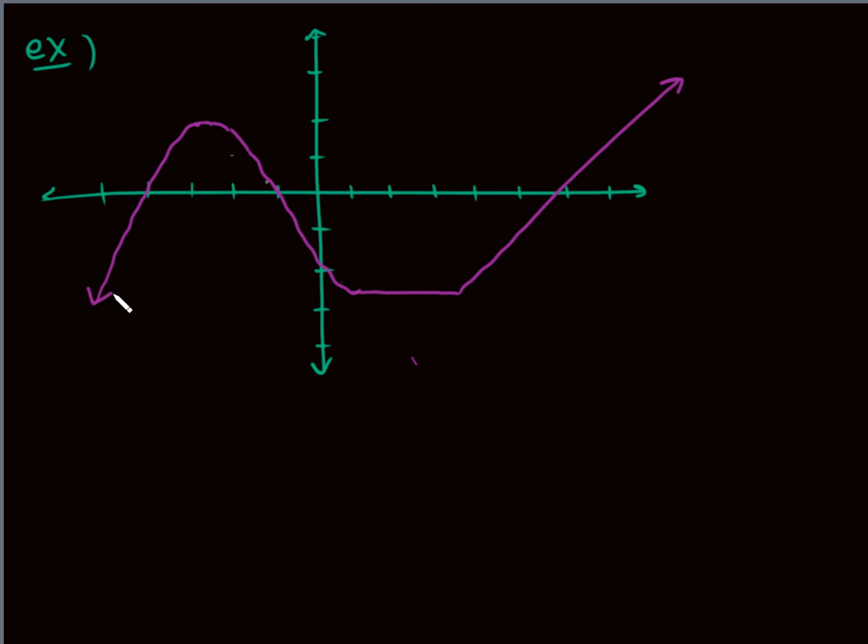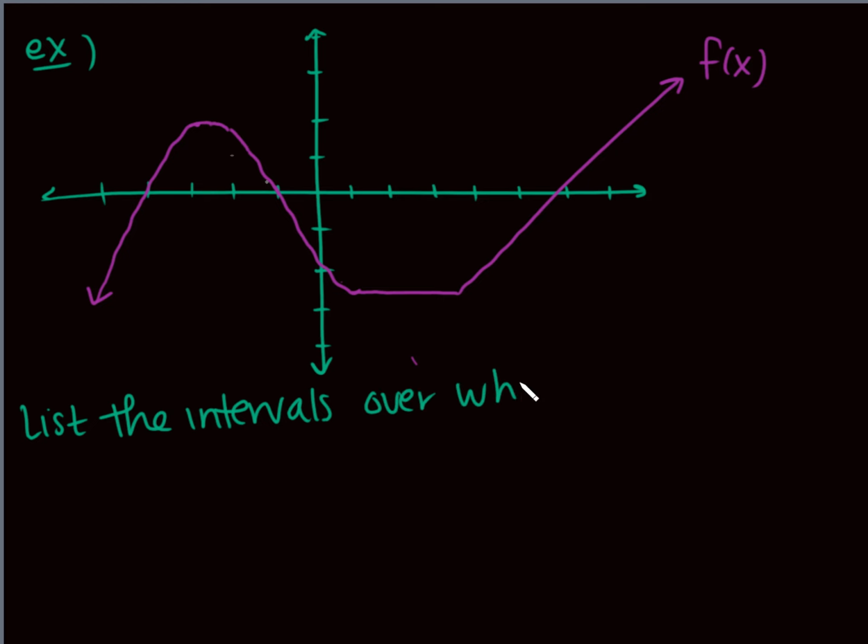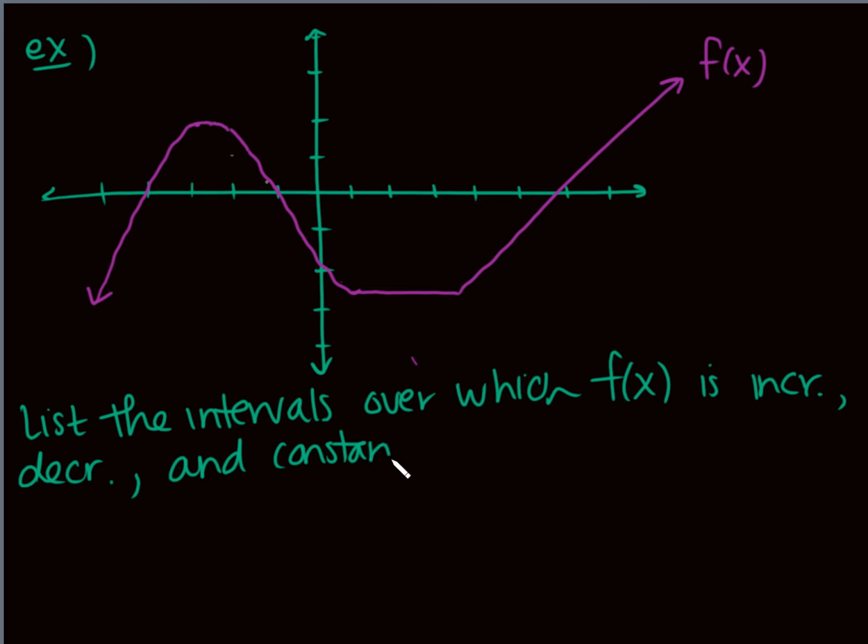All right, so I want to list the intervals over which the function is increasing, decreasing, and constant. So I should have probably put that list. And this is going to be the graph of some function, f of x. Okay. List the intervals over which f of x is increasing, decreasing, and or constant. All right, so if we look at our graph here a little bit.